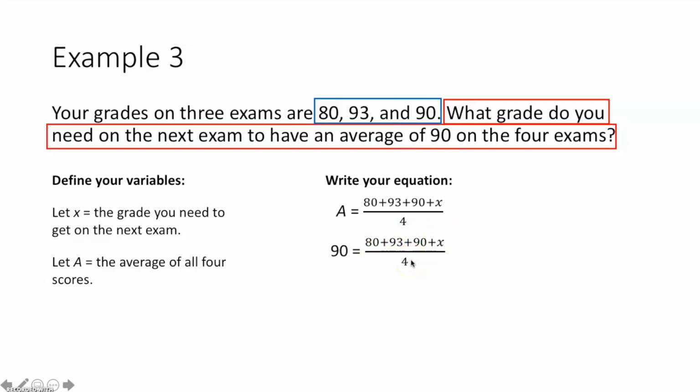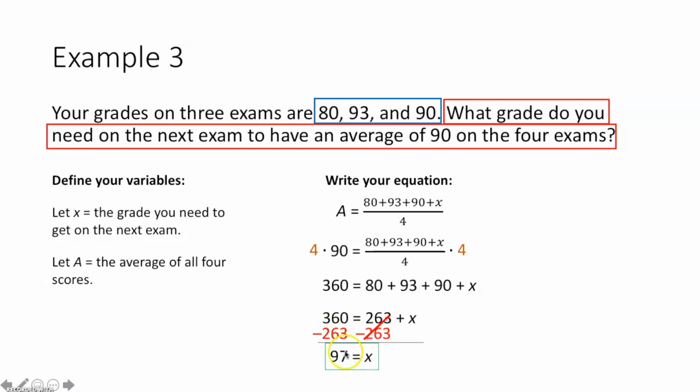So let's do this. To solve for X, we need to get rid of this divided by 4. So we multiply both sides by 4. We then simplify. These cancel each other out. Over here, 4 times 90 is going to give you 360. We simplify in here as well, and we get 263 plus X is equal to 360. We then subtract 263 on both sides. These cancel each other out, and we're left with 360 minus 263.